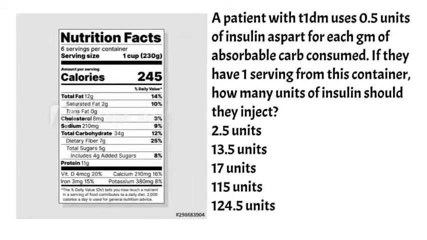Let's do some practice. We have a patient with type 1 diabetes who uses a half a unit of insulin aspart for every gram of absorbable carb consumed.